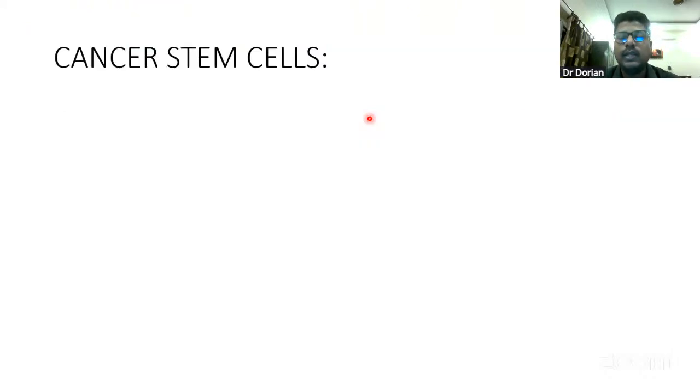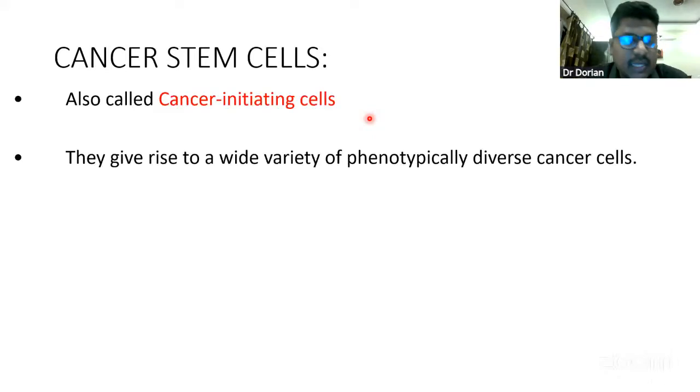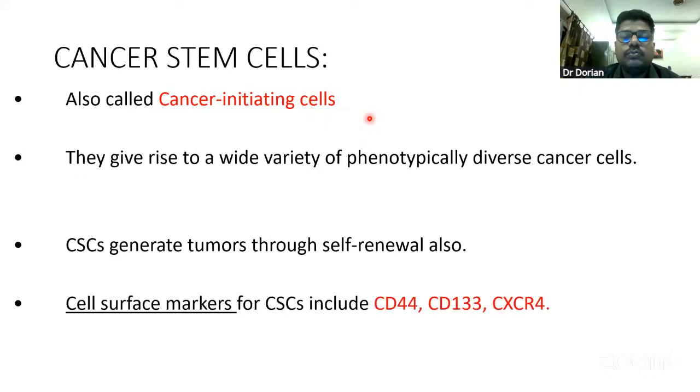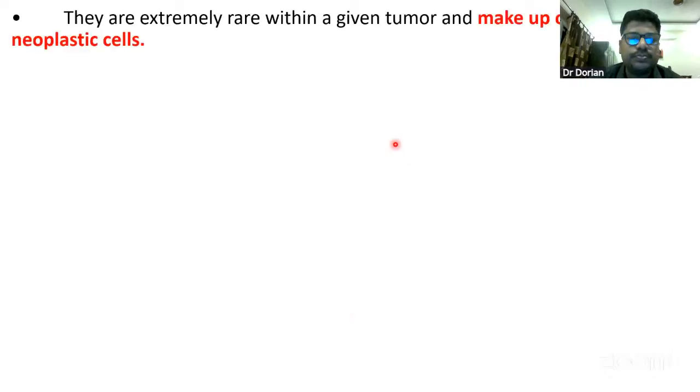The next recent concept is cancer stem cells. A few points regarding that are given in Sabiston. Cancer stem cells are also called cancer initiating cells. They give rise to a wide variety of phenotypically diverse cancer cells. They are present inside the human body and can generate tumors through self-renewal also. The cell surface markers for cancer stem cells include CD44, CD133, and CXCR4. Again, 3 things are coming, potential MCQ.